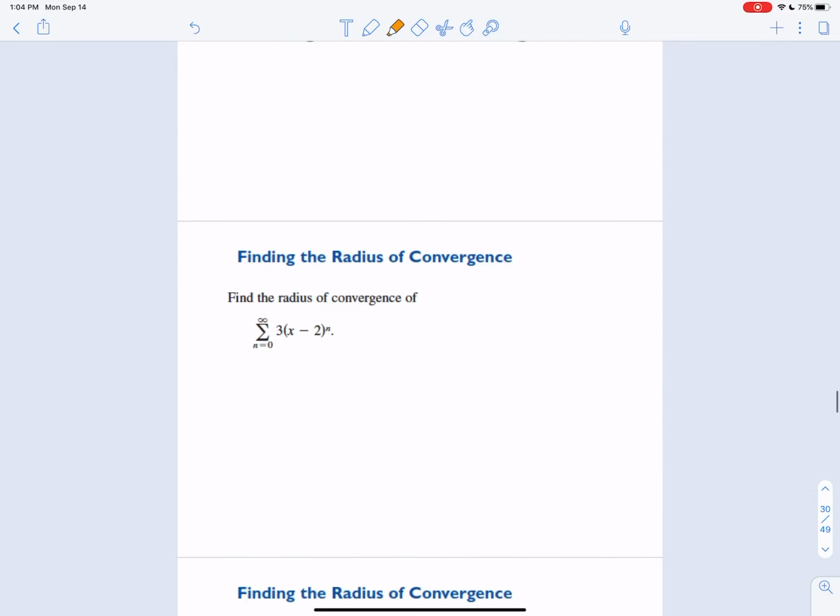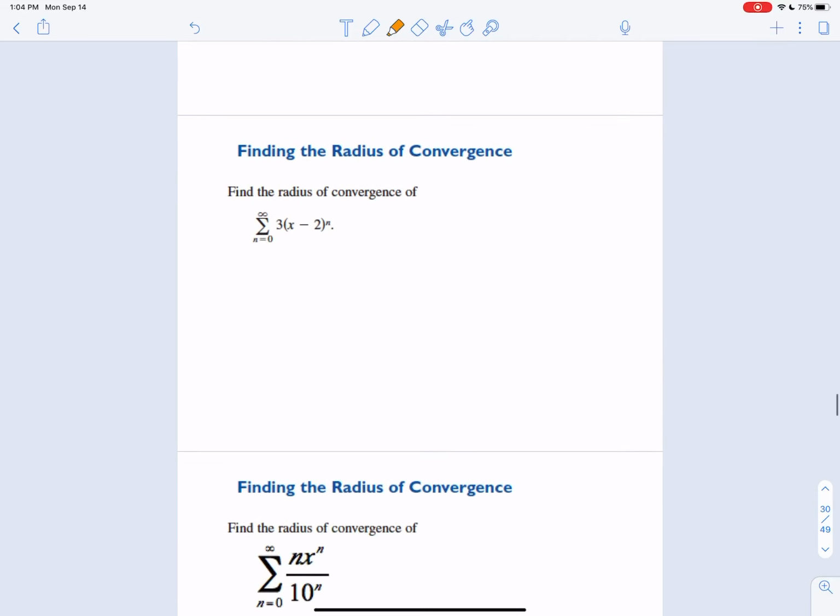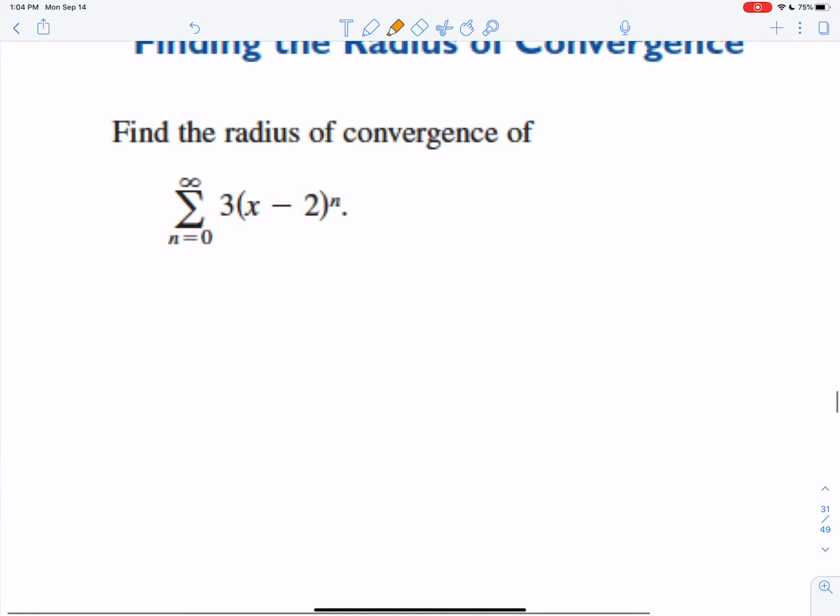So here we go. Find the radius of convergence. Here's what you do. Remember that last test that we ran? We used the ratio test. It's important because that specific test we carry over to finding the radius and later the interval of convergence. So here's what you do. We're going to take the limit. We're going to run that ratio test as n goes to infinity.